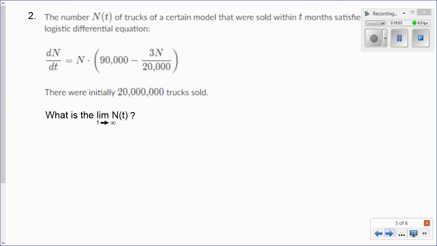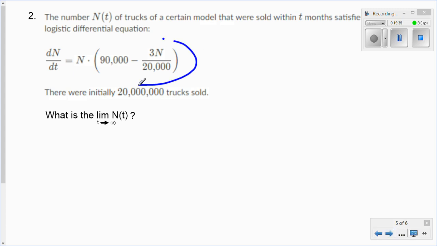Okay, let's look at this example. The number of trucks represented by N of t, of a certain model that were sold within t months, satisfies the logistic differential equation. There were initially 20 million trucks sold. What is the limit as t approaches infinity of N of t? Well, again, we know that this limit is equal to the carrying capacity. So we're actually going to do exactly what we did in number 1.